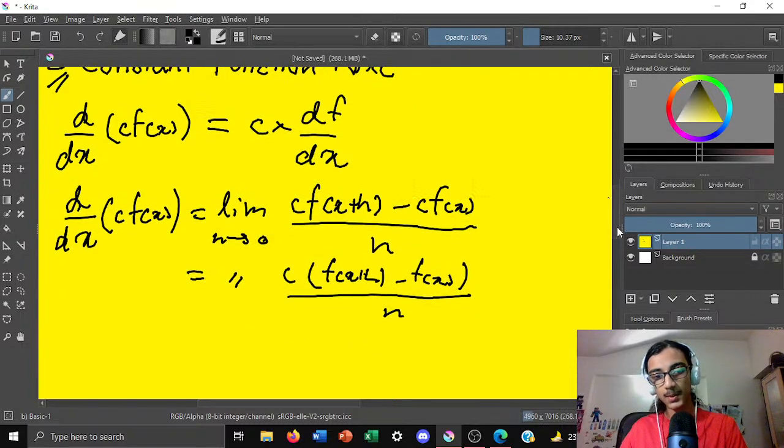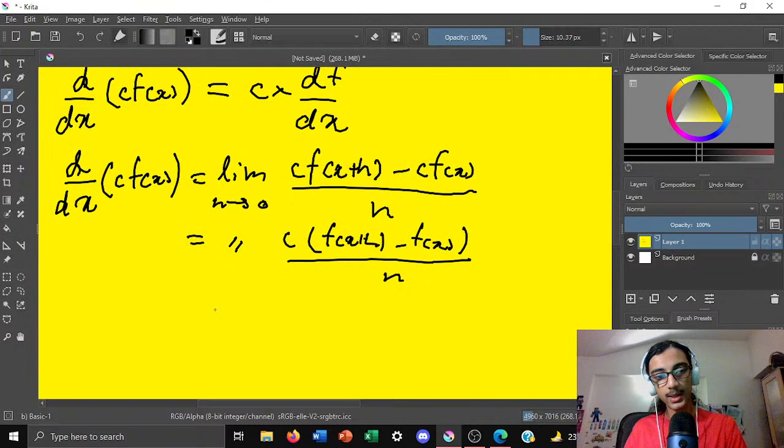And now what we can do is take the constant out. So this is just the limit product rule. If you've got a limit of a times b, it's equal to the limit of a times the limit of b. So this can be written as the limit as h approaches 0 of c. And because in this expression there's no h, we can just take c out.